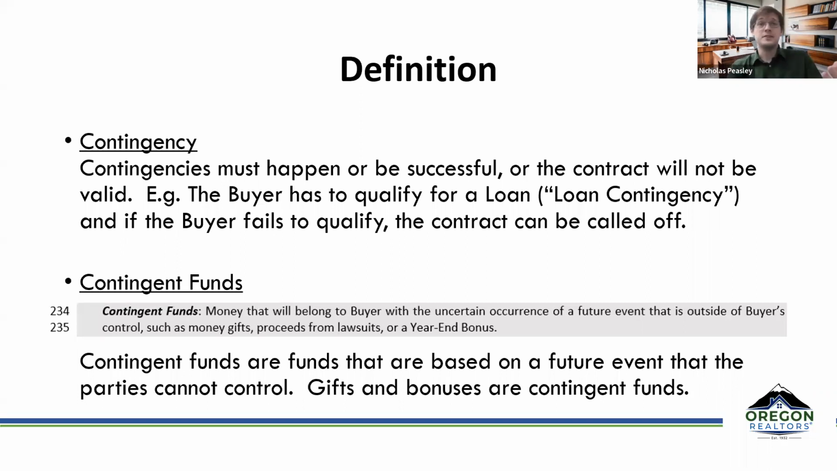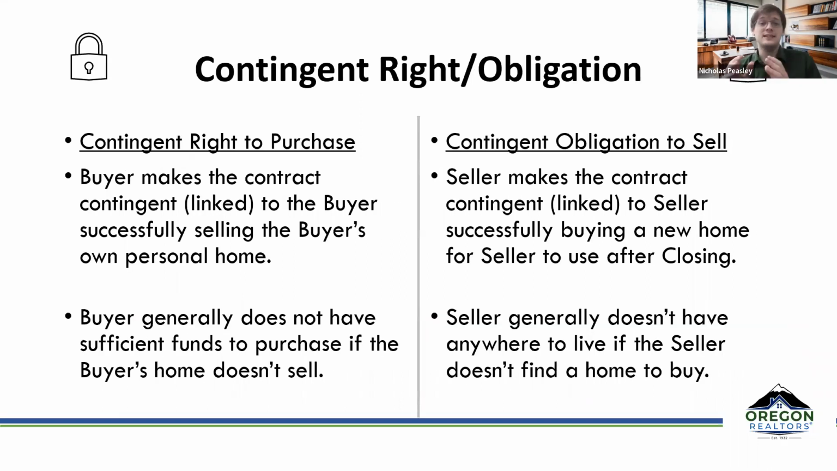Now, why do we bring up contingency and contingent funds? Because when we talk about a contingent right or contingent obligation, it's worth noting that these both are contingencies, and in the case of a contingent right to purchase, it is also a contingent fund that is involved. I'll get more in depth on that. When we talk about the right and the obligation, there are two ways that this goes. Contingent right to purchase is where a buyer makes the contract contingent.